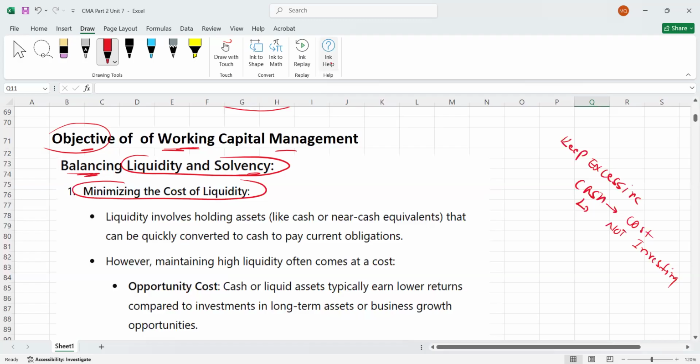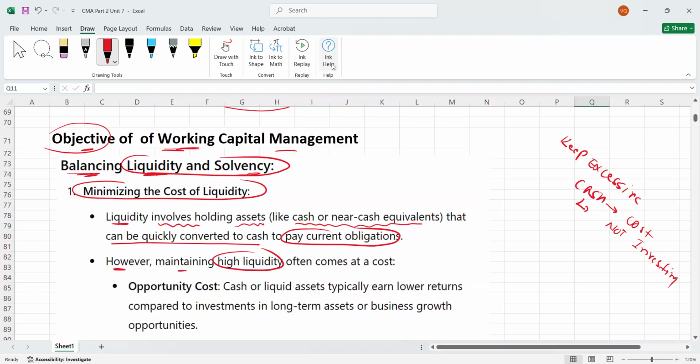They are saying that liquidity, first, the word here explains liquidity itself. So what is liquidity? Liquidity involves holding assets, like current assets, like cash or near cash equivalents that can be quickly converted to cash to pay current obligations. In simple words, liquidity is the ability of the business to pay its current liabilities as they fall due. So to settle the current liabilities, you must have liquid assets like cash or near cash equivalents.